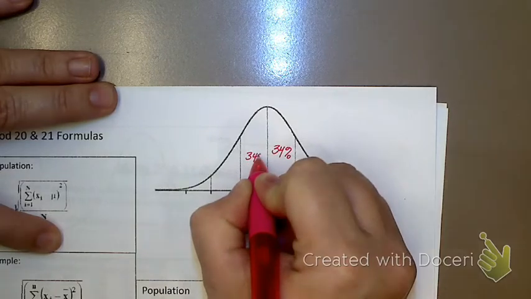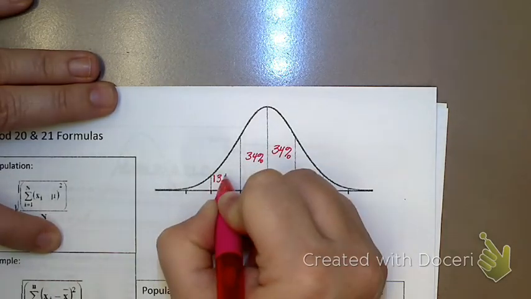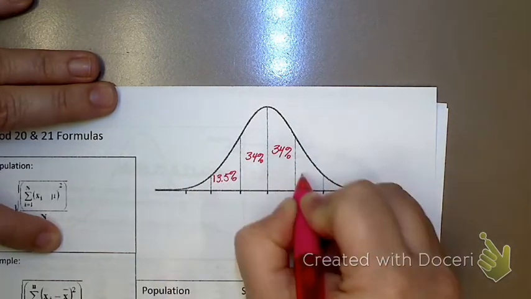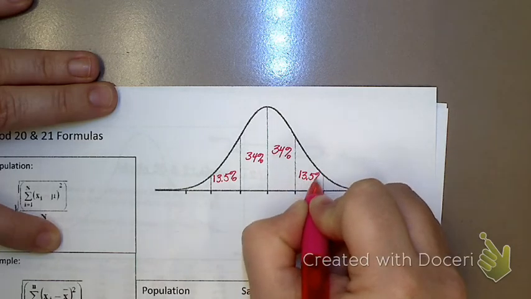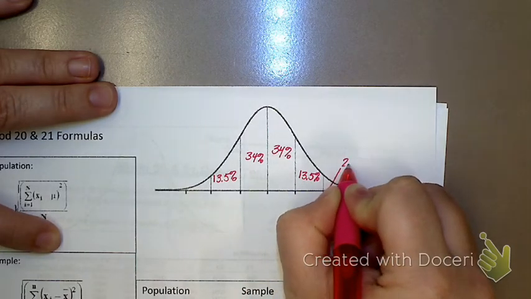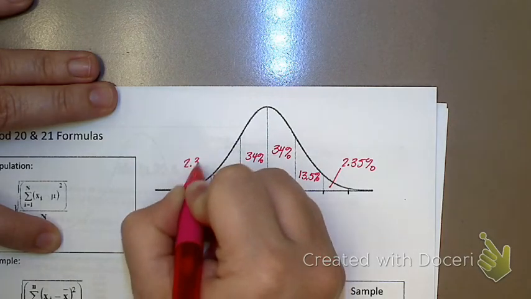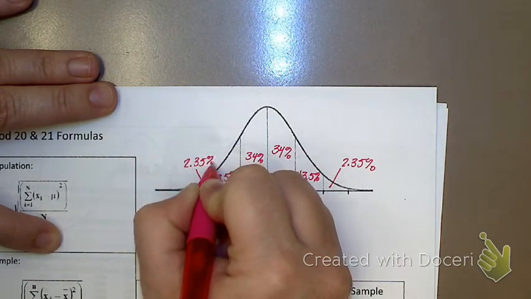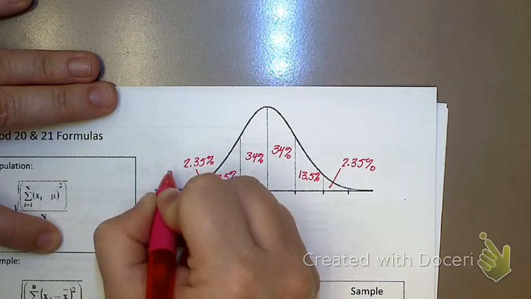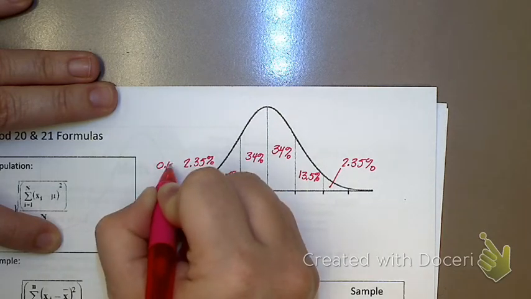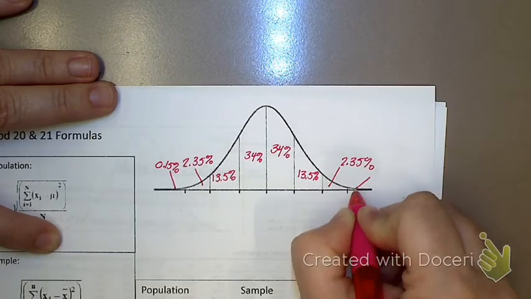34%, 13.5%, 13.5%. This one is 2.35%, 2.35%, and 0.15%, and 0.15%.